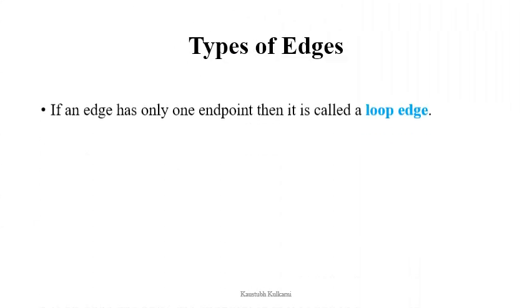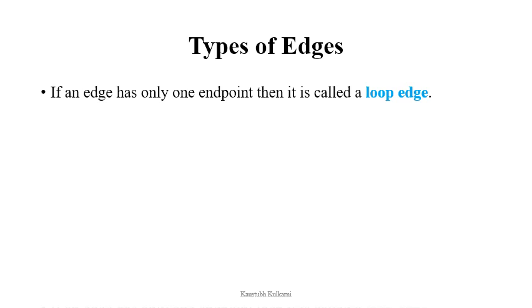Now in the previous graph, we saw a case where an edge started and ended at the same vertex. That is, the edge started at vertex C and ended at vertex C itself. So if an edge has only one endpoint, it is called a loop edge or a self loop, to avoid confusion with the electric loops. Because graphs can also be used to denote electric networks and loop has a different meaning in electrical networks. So sometimes it is also called a self loop.